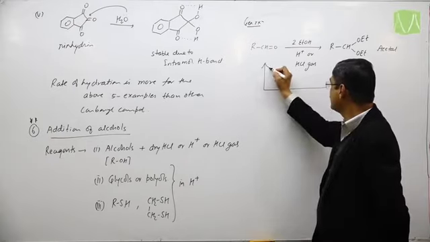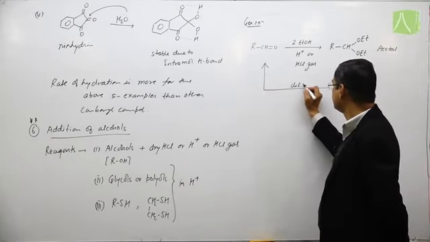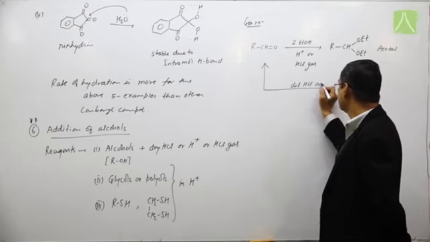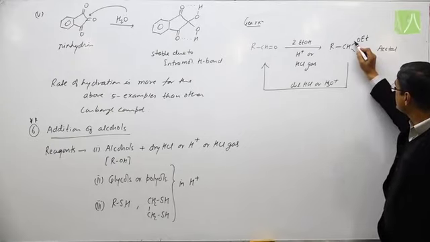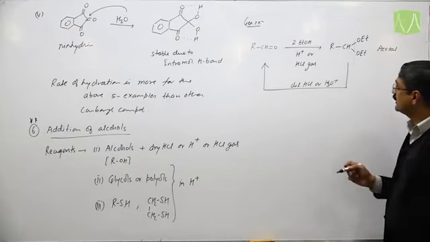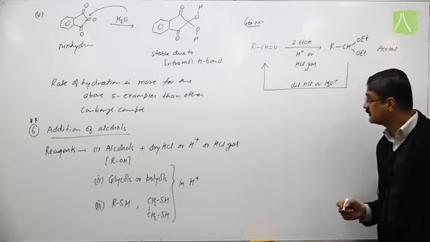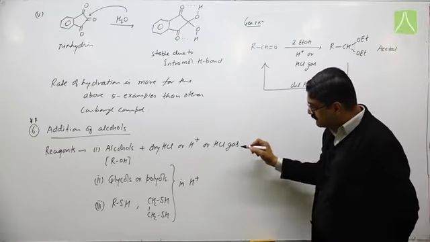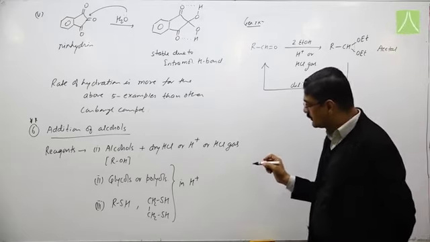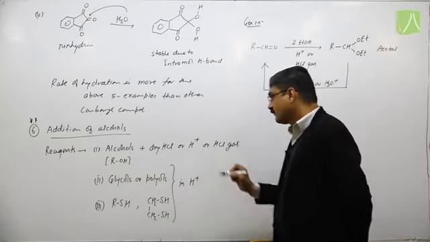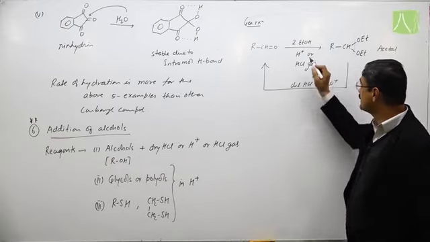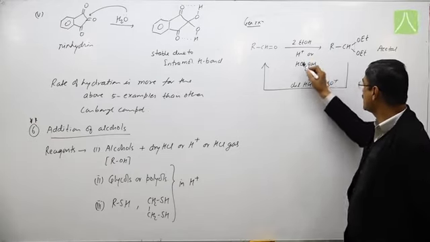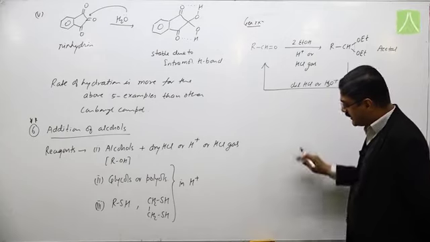But this reaction becomes reversible if dilute HCl or H3O plus is taken. So again hydrolysis takes place and the pure aldehyde is obtained again. So it is very essential to take care about the acid. If dilute acid is taken, then the reaction becomes reversible. Addition is possible only in presence of strong acid, HCl gas, or pure H plus.